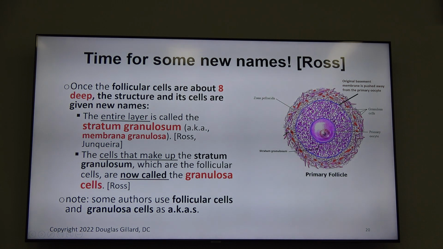So yeah, we got a whole bunch of cells. And now the primary oocyte is happier. It's got much more protection around it, so it feels nice and safe. And some authors go AKA between follicular cells and granulosa cells. I won't do that though. Once it's 8 layers deep, I'm going to call these granulosa cells, like the board books do. Are we good so far?